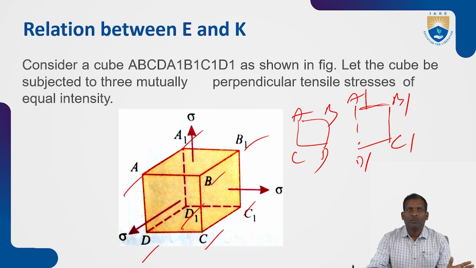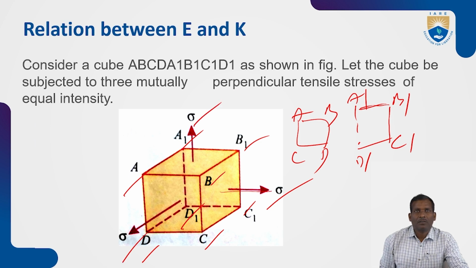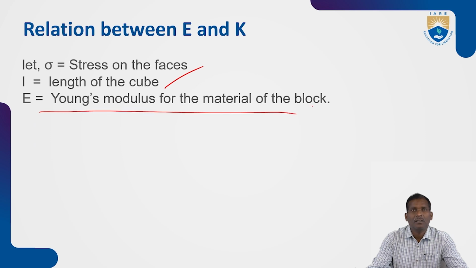Let the cube be subjected to 3 mutually perpendicular tensile stresses of equal intensity, tensile stresses sigma, in the x direction, y direction and z direction. Then what is the relation between Young's modulus and this volumetric bulk modulus? Let sigma be the stress on the faces, L the length of the cube, and Young's modulus E for the material of the block.